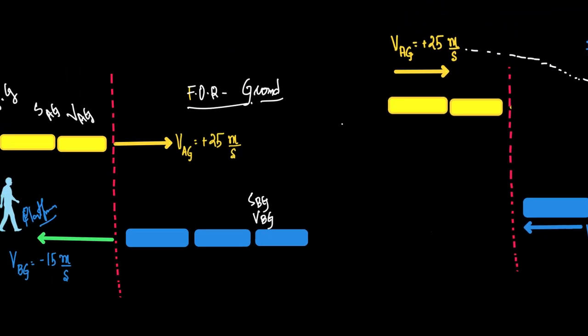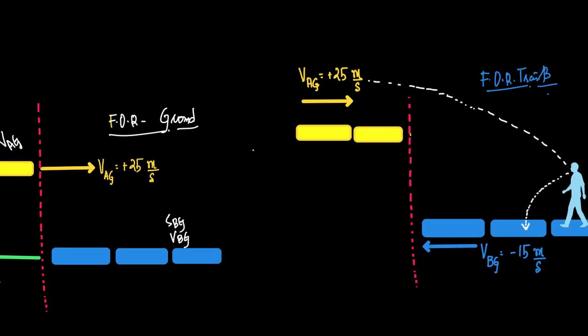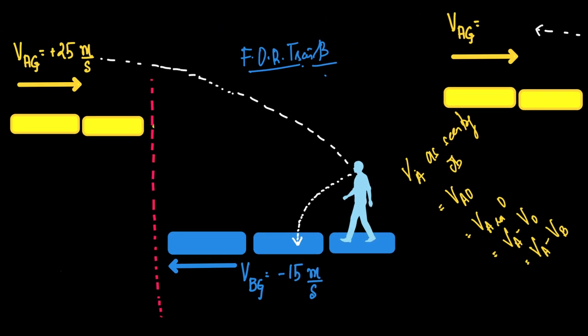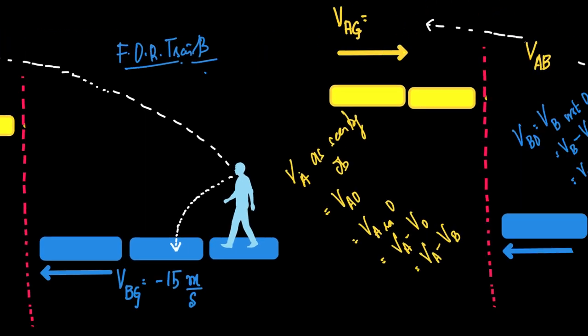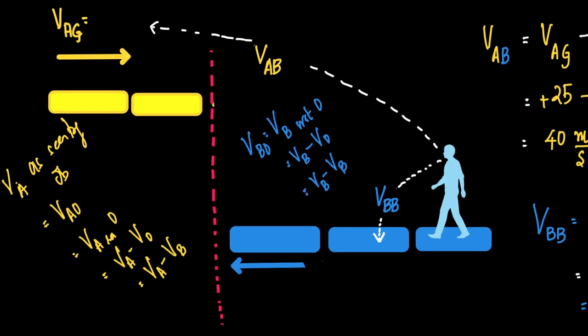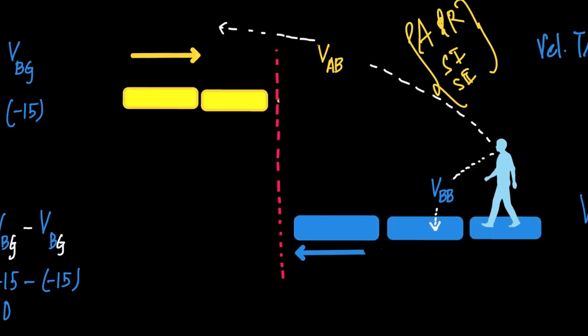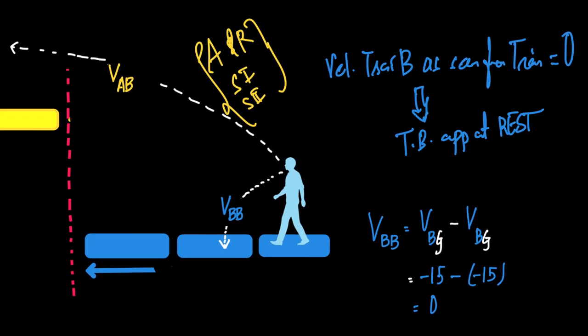So please make sure you go through this explanation one more time. Write down this frame of reference as ground, frame of reference as train B, and then find out the individual velocities. Explain that to yourself, or discuss that with your friends, and then make sure that you get the concept really clear.